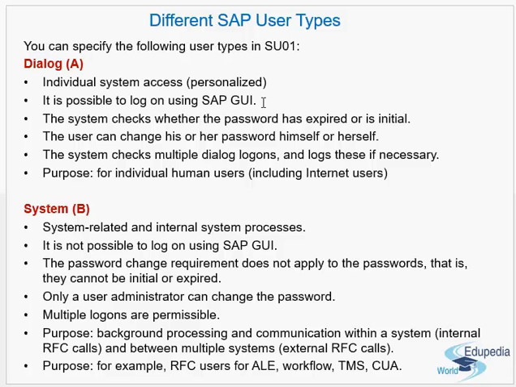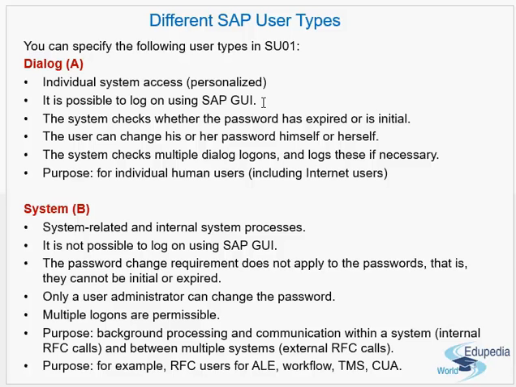When we have n number of users and they want to access the system, you should choose their user type as dialog, okay? And this dialog user has the ability to log on to SAP GUI. Then the third thing is the password of this user is checked. If it's initial, meaning it's the first time the user is giving the password, then it will prompt them to change their password, or it will check if the password has expired also. Then the user can change his or her password himself or herself, okay? After entering the user ID and the password, the user has the option to change the password also.